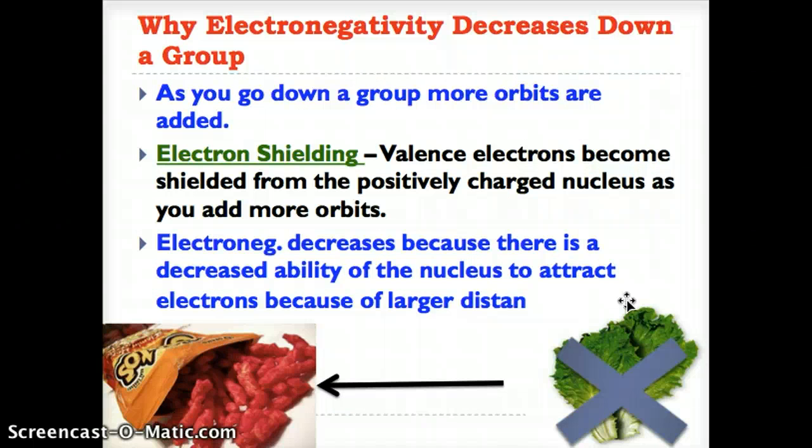Now, as you go down a group, we talked about this before, you are adding more layers, more orbits, right? So as you're going down the periodic table, electronegativity goes down because of the shielding effect. There are so many electrons everywhere that it's hard for the nucleus to attract those outer electrons. So the electrons that are in the middle are shielding those outer electrons from being pulled into the nucleus. And that is why as you go down the periodic table, electronegativity goes down.